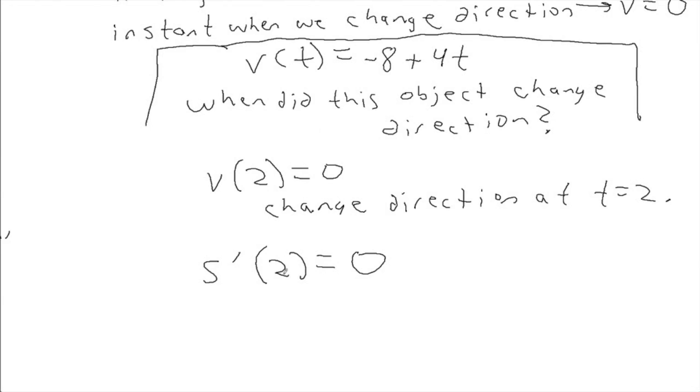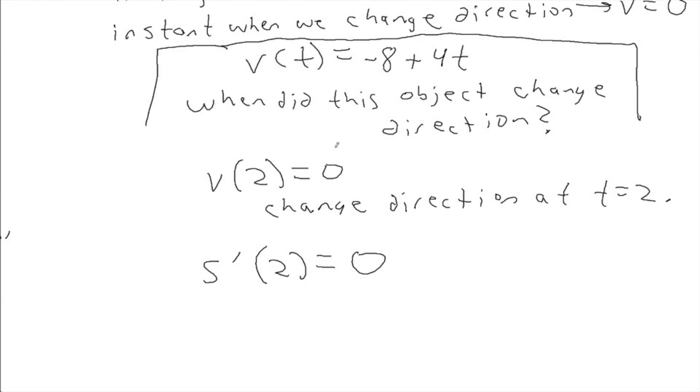When s prime is 0, who has the maximum? S. So that's why I said that was a good try, but not quite. You were on the right track. So v doesn't have a maximum. V is 0 at this point, not a maximum or a minimum.